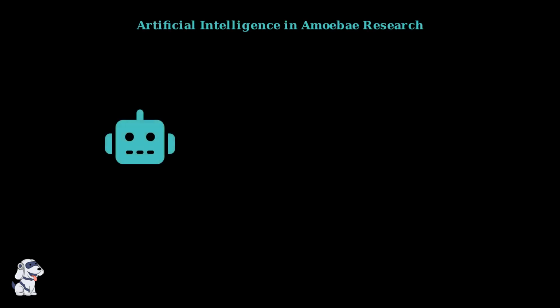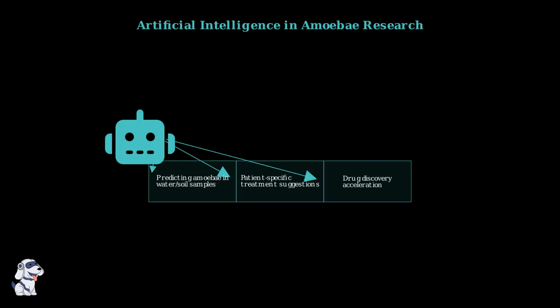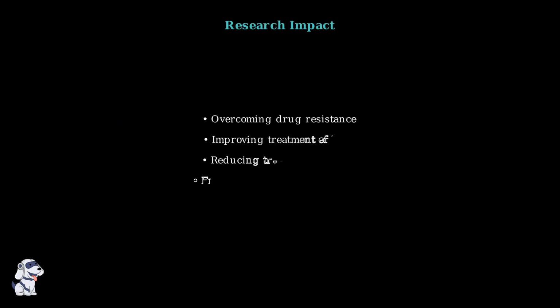An exciting emerging trend is the use of artificial intelligence in amoeba research. AI systems can predict the presence of amoeba in environmental samples, suggest personalized treatment options for patients, and accelerate the discovery of new drugs. These research trends are addressing critical challenges in amoebiasis treatment. By developing combination therapies, vaccines, better drug delivery systems, and using AI, researchers aim to overcome drug resistance, improve treatment effectiveness, reduce treatment duration, and enable personalized medicine approaches.